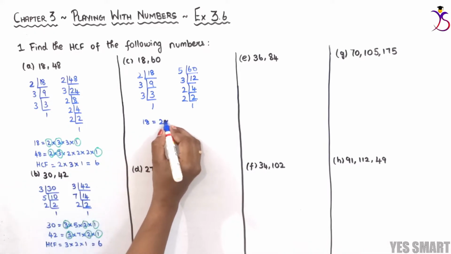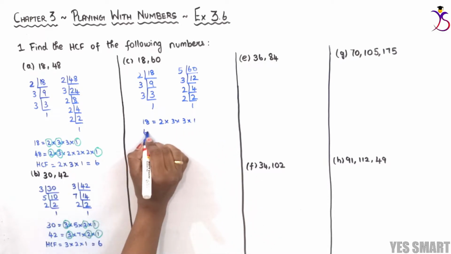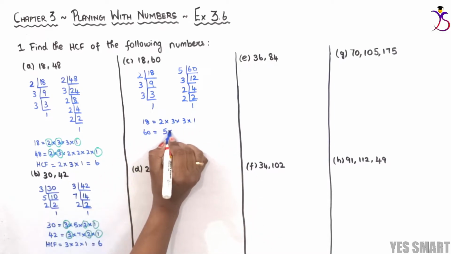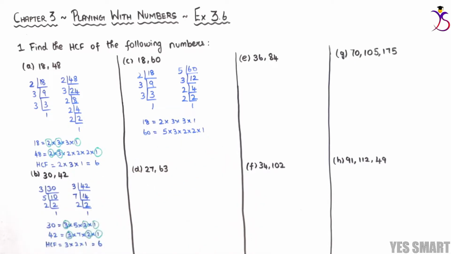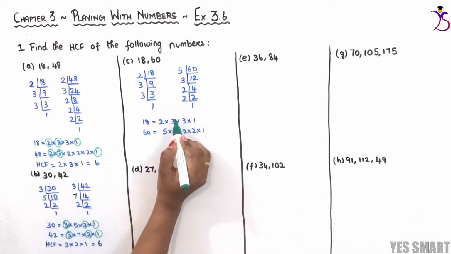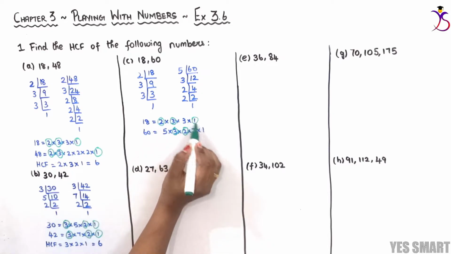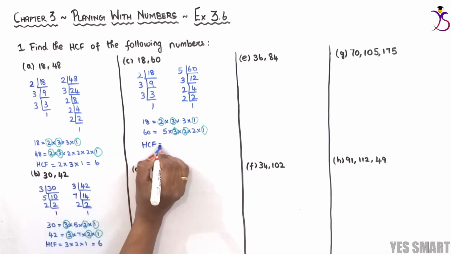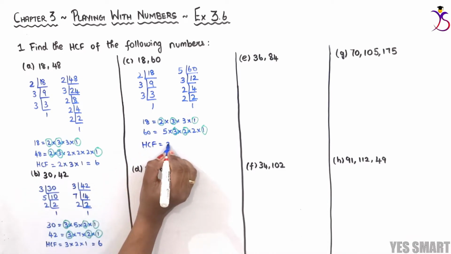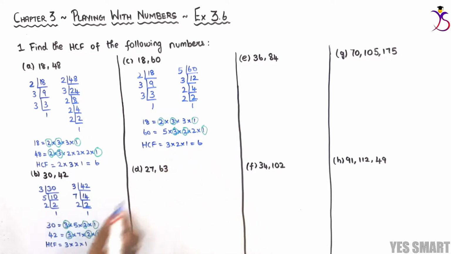Now let's write the factors of both the values. 18 equals 2 into 3 into 3 into 1. For 60, 5 into 3 into 2 into 2 into 1. So let's circle the common: 3, 2, 1. Therefore, HCF equals 3 into 2 into 1. 3 2s are 6, 6 1s are 6.